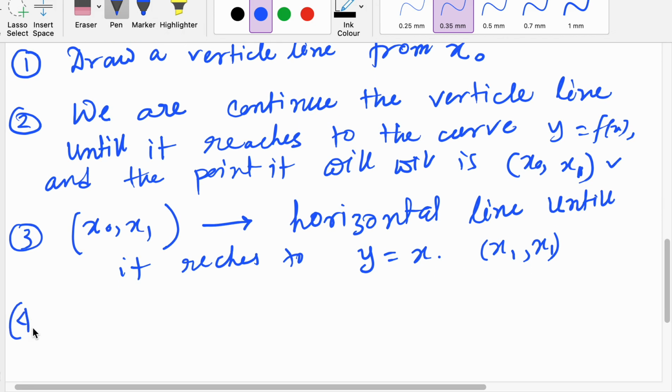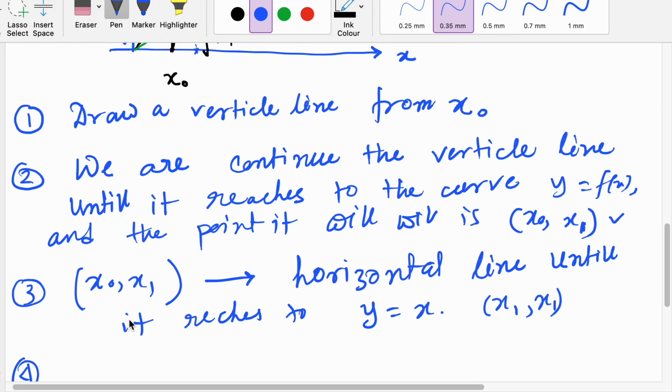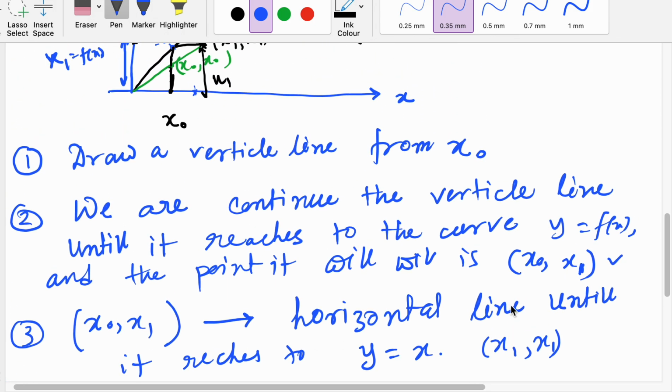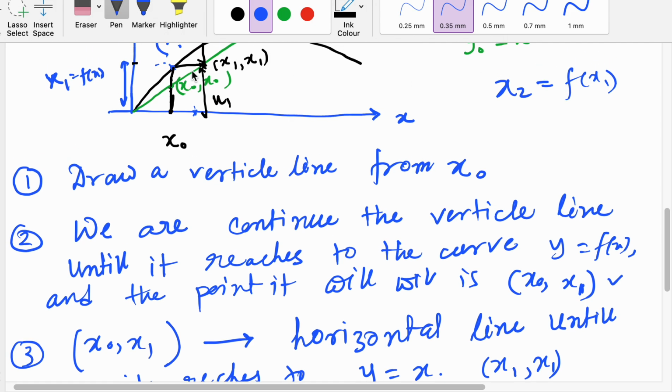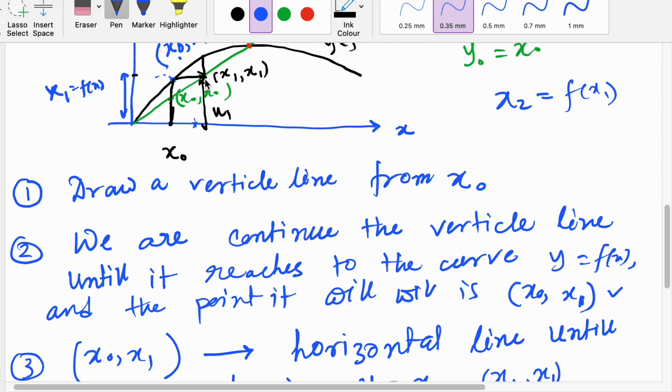Now our motivation is to generate x2, the second iterate, from x1. If we apply f on x1, we know the x value is here, x1. Since this value is x1, we now get what we want, that is x1 on the domain axis.